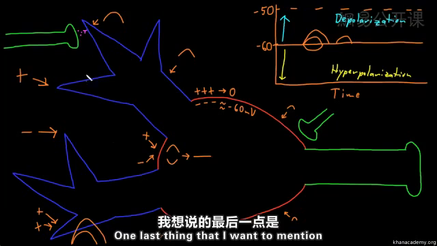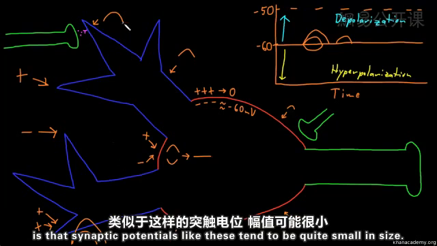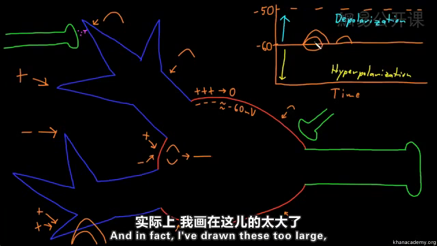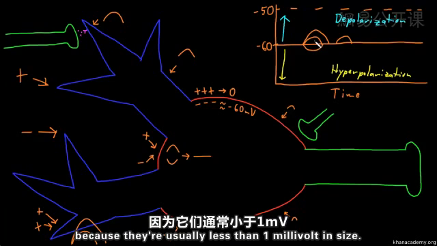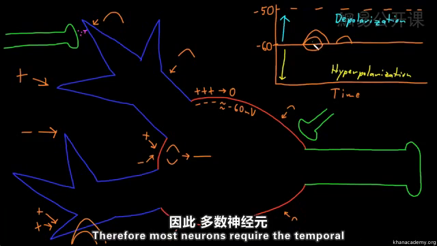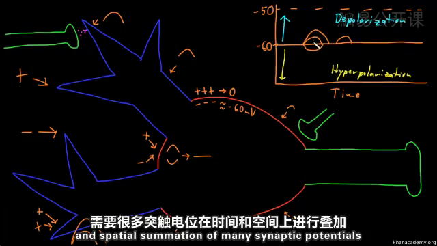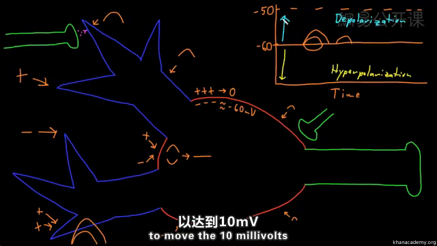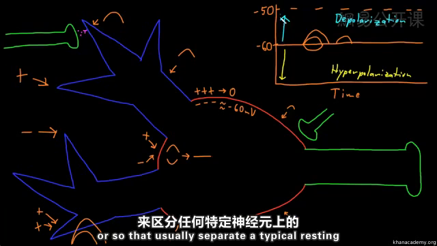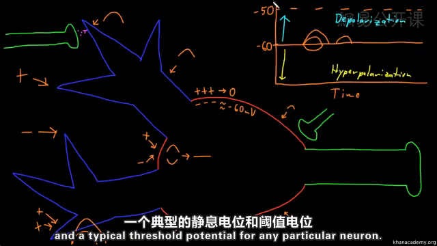One last thing that I want to mention is that synaptic potentials like these tend to be quite small in size. And in fact, I've drawn these too large because they're usually less than 1 millivolt in size. Therefore, most neurons require the temporal and spatial summation of many synaptic potentials to move the 10 millivolts or so that usually separate a typical resting and a typical threshold potential for any particular neuron.